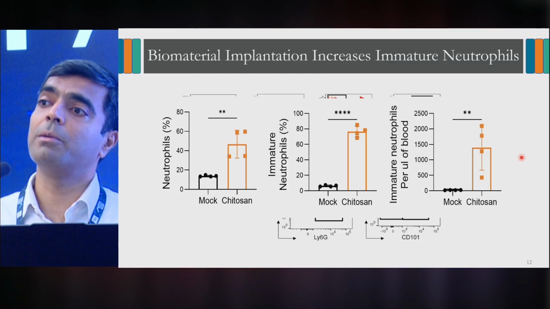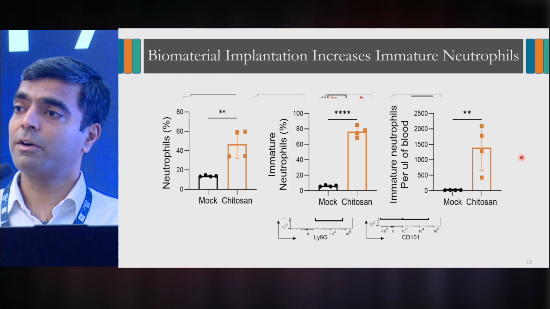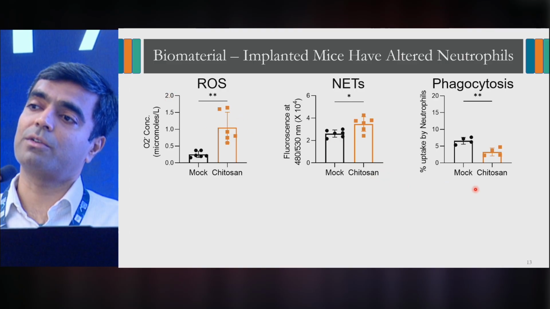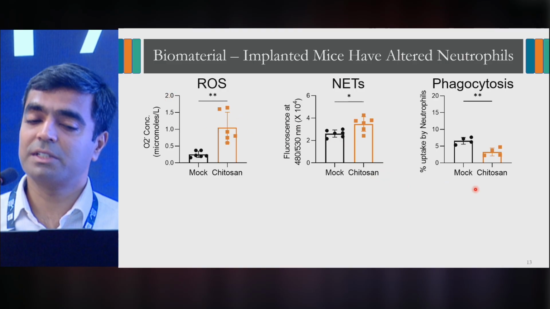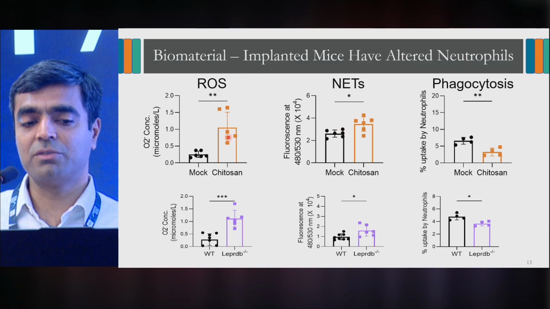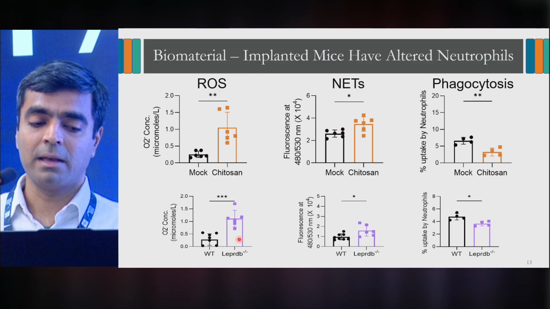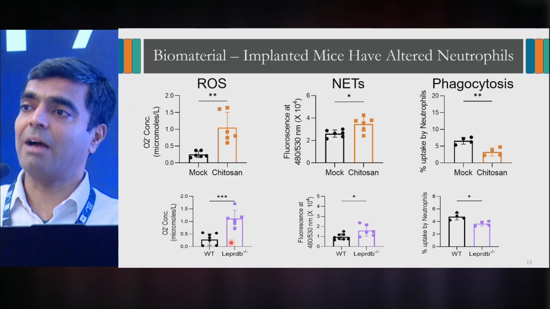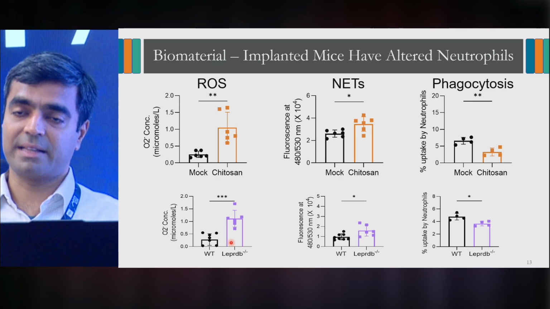Immature neutrophils are much higher, both in terms of percentages and in terms of numbers, about 100-fold increase in immature neutrophils. To confirm that nothing else is changing, before that, we also studied the same sort of changes in function of these neutrophils, and without belaboring the point, this mouse model in orange, which is the chitosan biomaterial implant, is exactly similar to the knockout diabetic mouse model, suggesting that we have a model where the neutrophils are changing the same way.